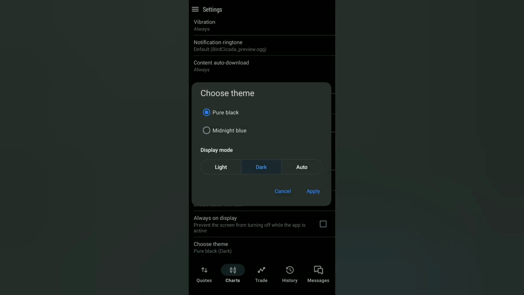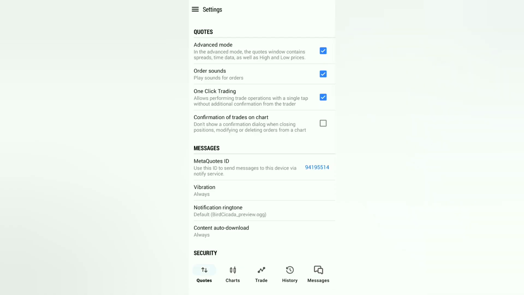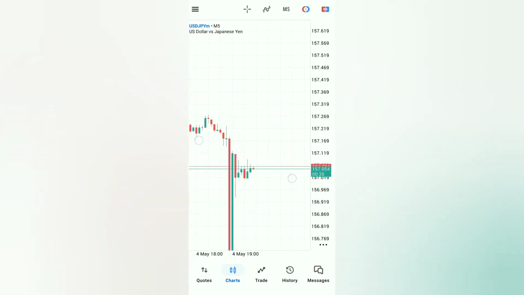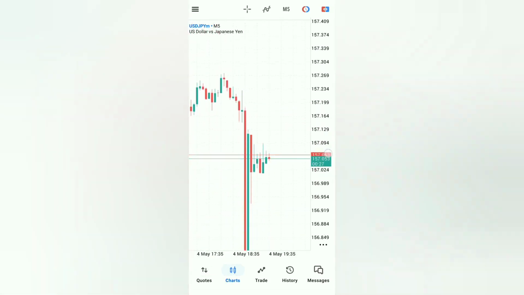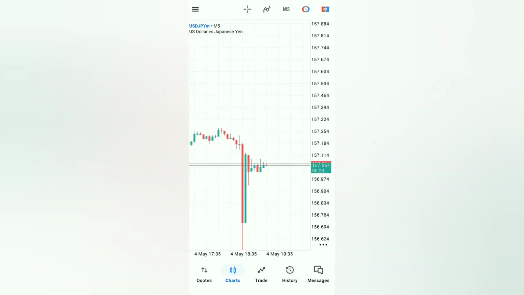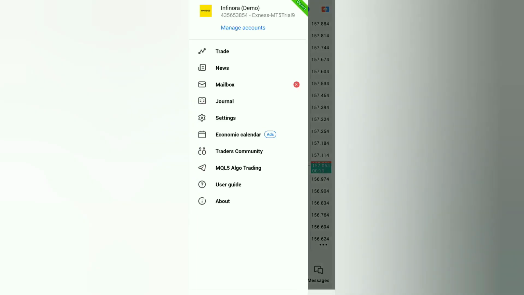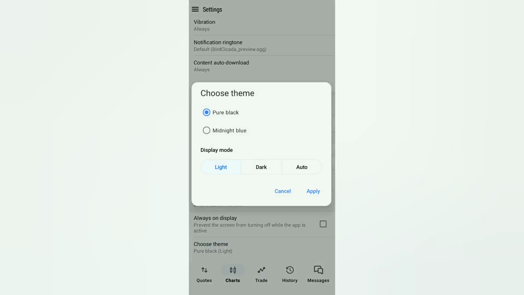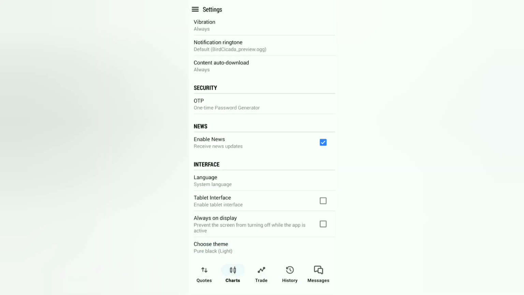Okay, let me bring this thing outside. Change it to light. Apply. It has changed to white color. I see how it's looking now. So me, I prefer black because this white is very bright on my eyes. So if you like white, go for white. But me, it's too bright for my eyes, so I prefer black. So if you like white, fine. That one is based on your eye demand.